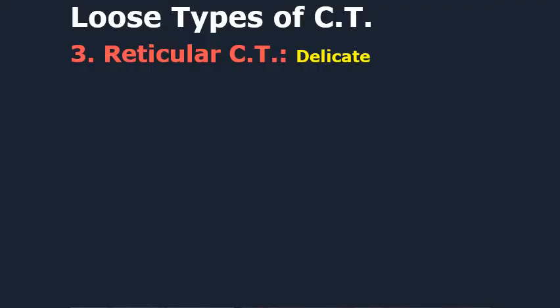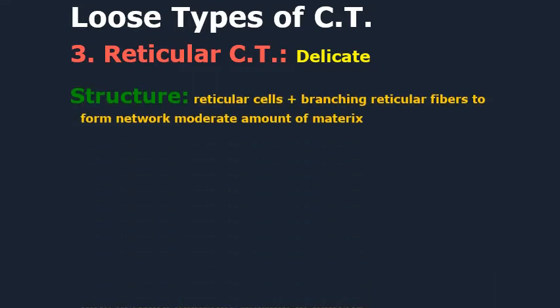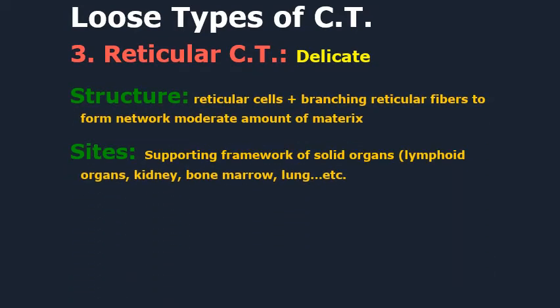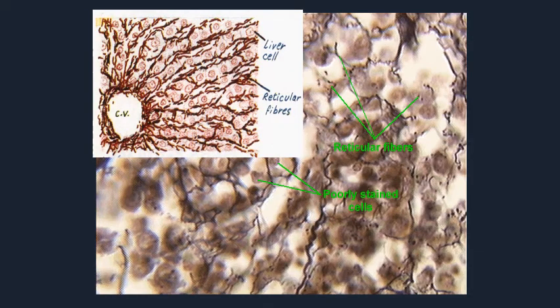The third type of the loose connective tissue is the reticular connective tissue, which is delicate and formed of reticular cells and fibers and stained with silver. They form the stroma of organs, formed of reticular cells and fibers that form a network supporting organs, and stained brown with silver. Here is the reticular connective tissue stained by silver.